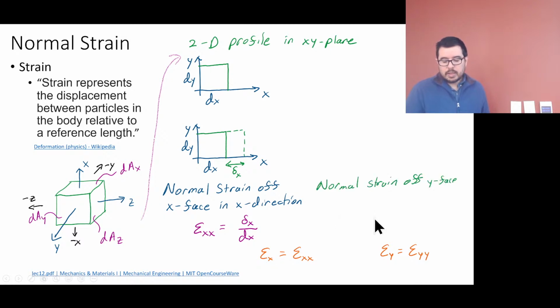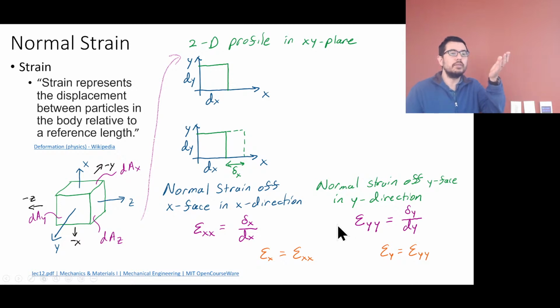So a normal strain off the y face in the y direction would be epsilon yy, and be given by this, right? And similarly, epsilon zz would be given by delta z over dz. Since these are normal strains and we have replicate subscripts, we'll just simplify them as epsilon x or epsilon y or epsilon z.